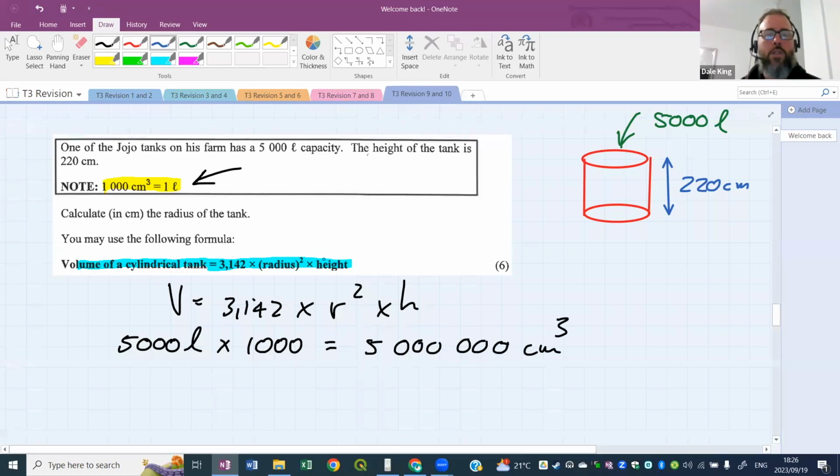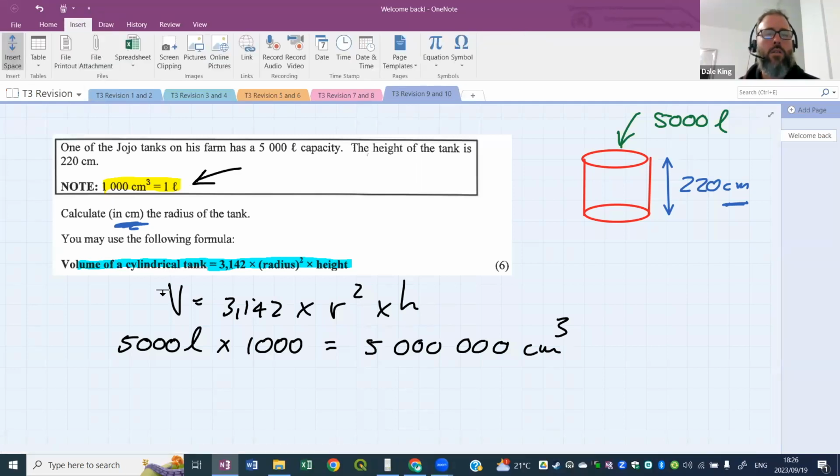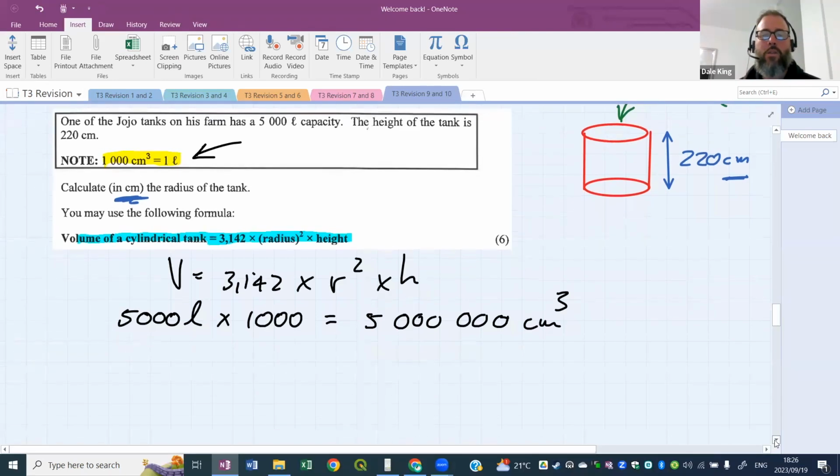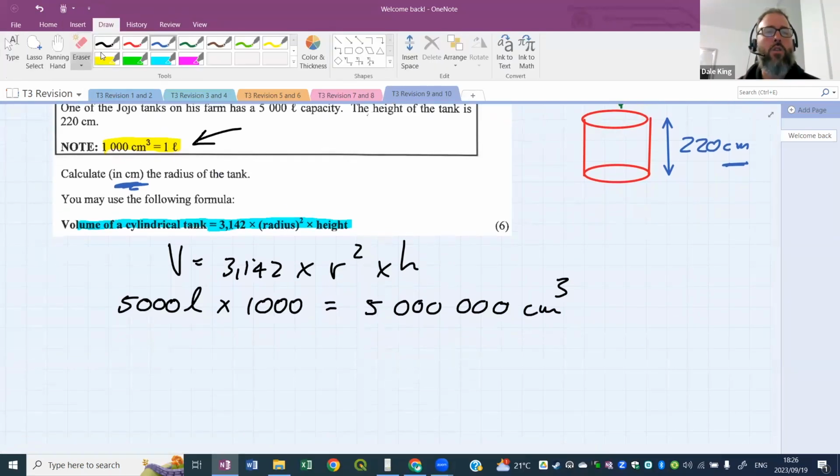Why are we doing this? Because our height is in centimeters, and also the radius they want, look at the question, needs to be in centimeters. So the units we have to work in here are centimeters. This is why Ben's suggesting we do this. So we're changing everything to centimeters. I don't have to change the height of the tank. I need it in centimeters. Now, this volume is ready to go into the formula.